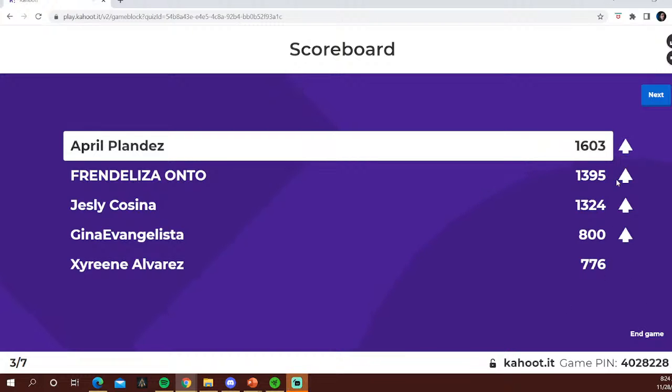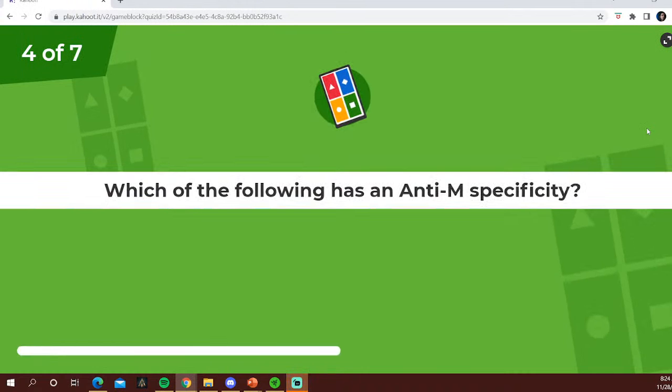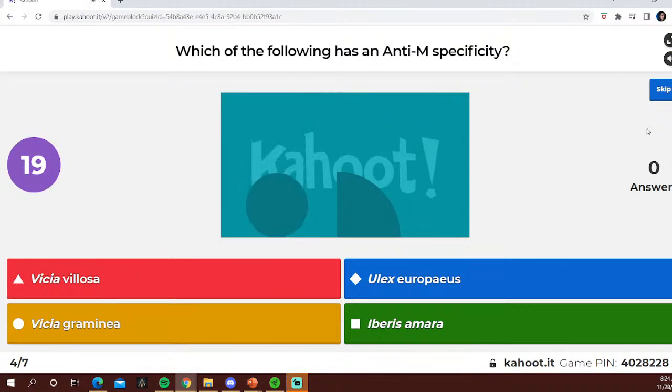Wonderful, wonderful. Click on the next one. All right. So which one has anti-M specificity? It's becoming more difficult as we move along. Is it Vicia villosa, Ulex europaeus, Vicia graminea, or Iberis amara?